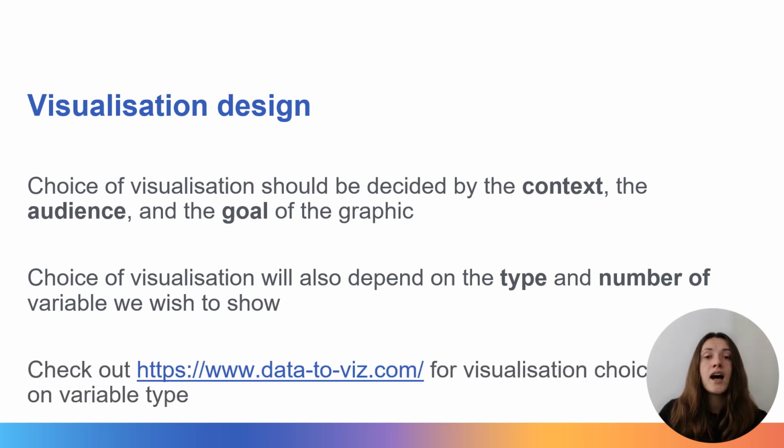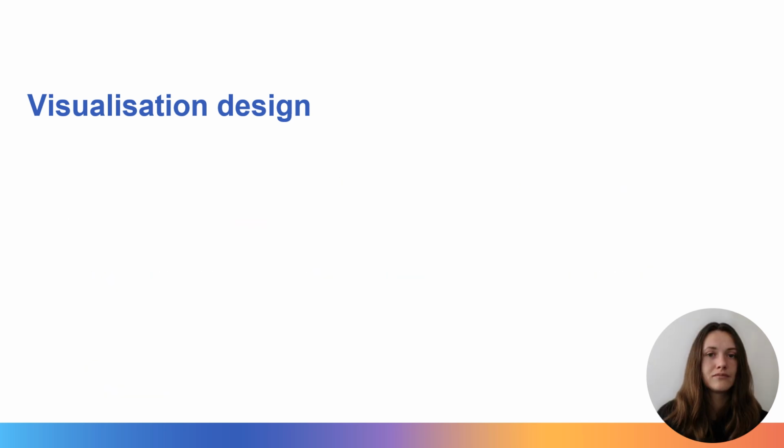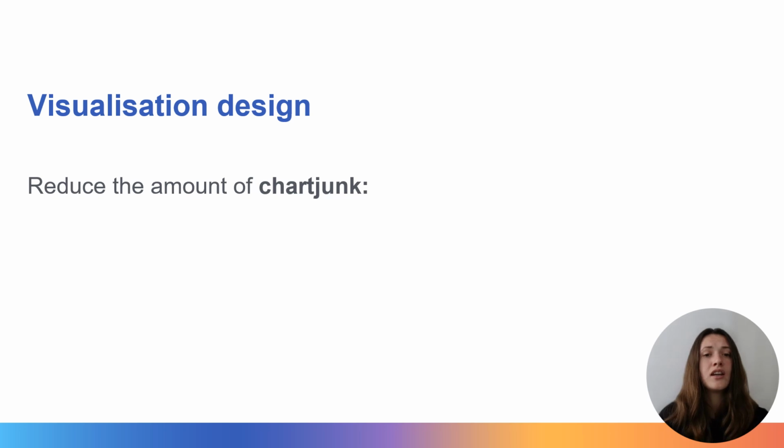If you wanted to have a list of visualization choices based on the type of variables you have, I'd really recommend going to the From Data to Viz website. It's a really good resource for this. We must remove any unnecessary clutter or design choices that do not enhance the intended message of the visualization. This is also known as chart junk.